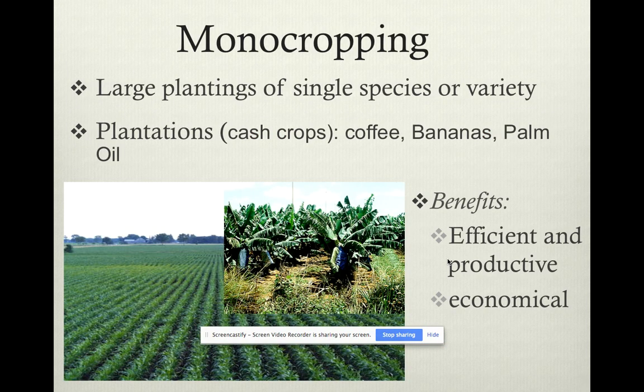Monocropping, again, mono means one. So I'm getting really, really good at growing one thing, one single variety or species. Plantations are going to be utilizing monocropping. So we have tree plantations in North Carolina where we grow Christmas trees. These are all your cash crops: coffee, banana, palm oil, beans, sometimes, it just depends. This is very efficient in terms of economics. So I'm going to make a lot of money. I'm going to get really good at growing that one thing, and it's going to give me a lot of production.